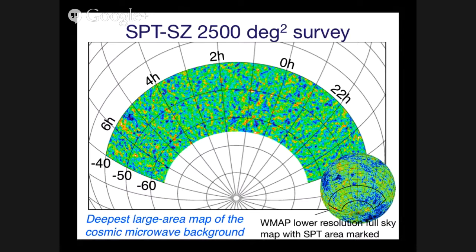Compared to WMAP, our beam size is 13 times smaller, and our noise levels are about 17 times lower than WMAP. And compared to Planck, WMAP's successor, we still have a beam size that's 6 times smaller than Planck, and our noise levels are 2.5 times lower. So we have better resolution and much lower noise than the satellite. And part of that's just that it's much easier to have a large telescope on the ground than it is to launch into space.